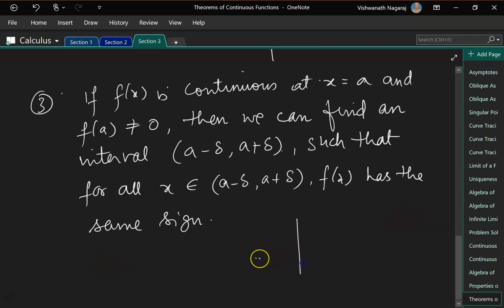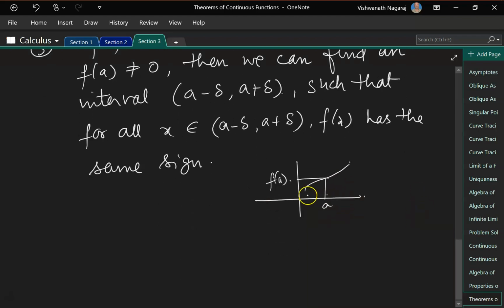So basically, again, look at it from a graphical point of view. If you have a curve and f(a) is not equal to 0, that means it never touches or crosses the x-axis, then naturally in the thereabouts of that point a, and this is f(a). So f(a) is never 0, that means in its neighborhood the function has the same sign. Now it could be on this side or on this side or in any of the quadrants.